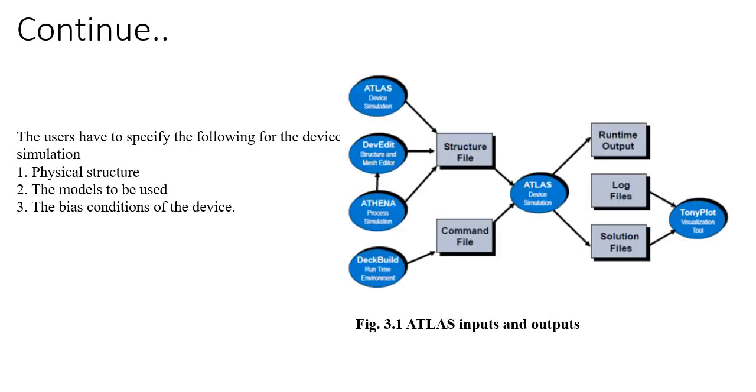So basically, when you have to design, you have to specify these three parameters, or you can say these three steps. First, you have to design the physical structure, then the models to be used, then the bias conditions of the device.